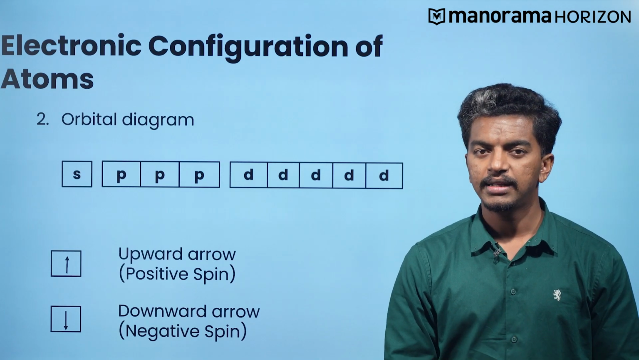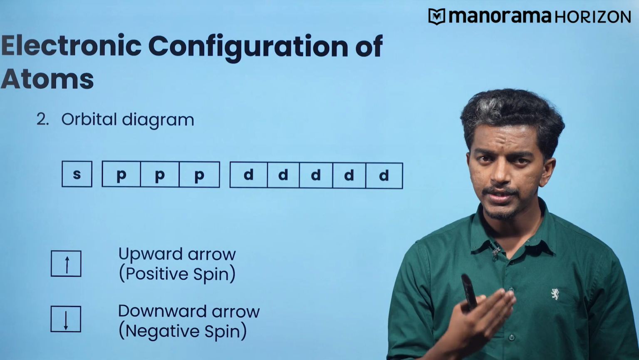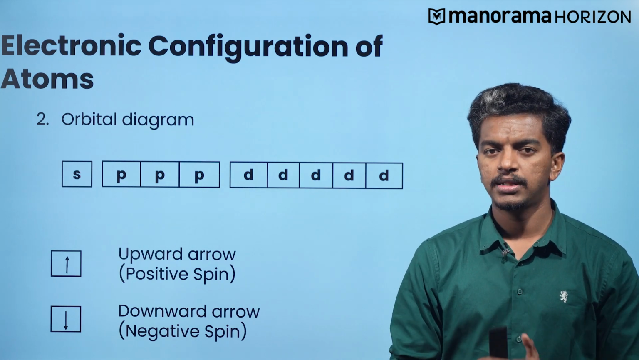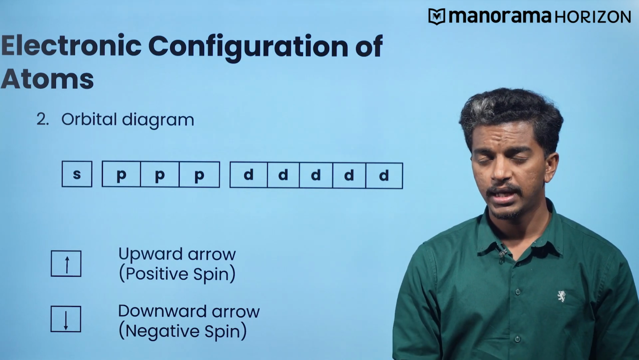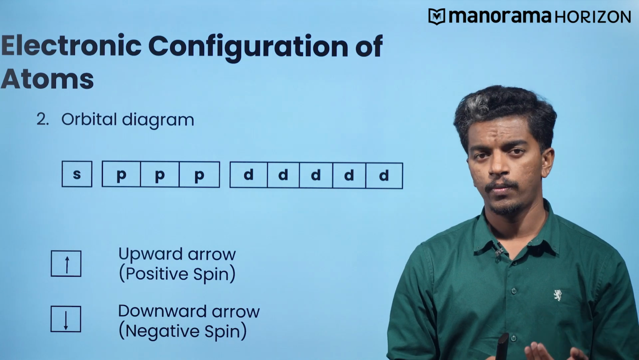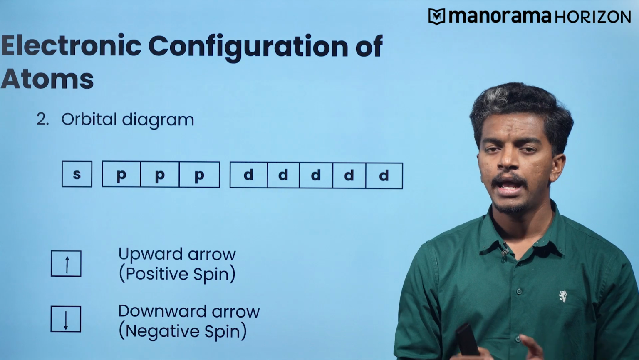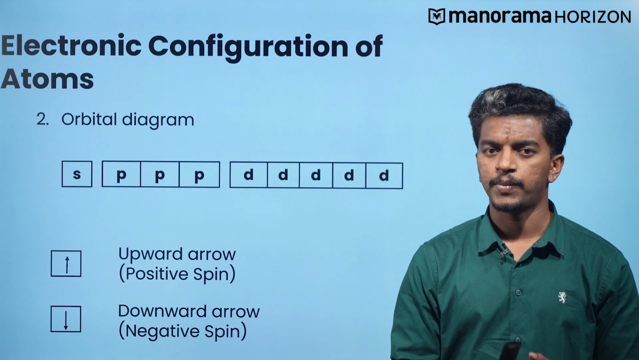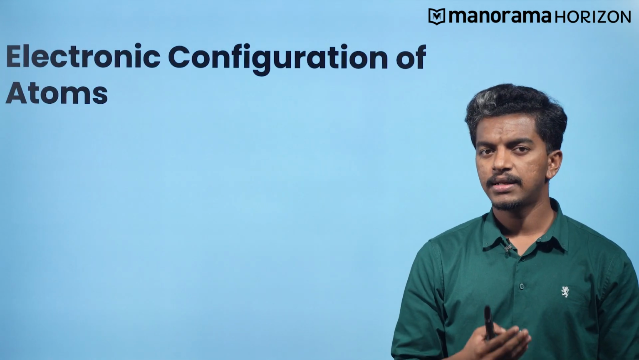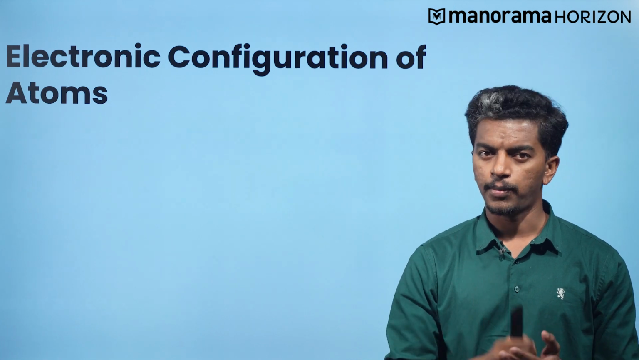The second way is the orbital diagram. In this notation, each orbital in the subshell is represented by a box and the electron is represented by an arrow. The arrow in the upward direction represents a positive spin and the arrow in the downward direction represents a negative spin. Let us understand the electronic configuration with an example.